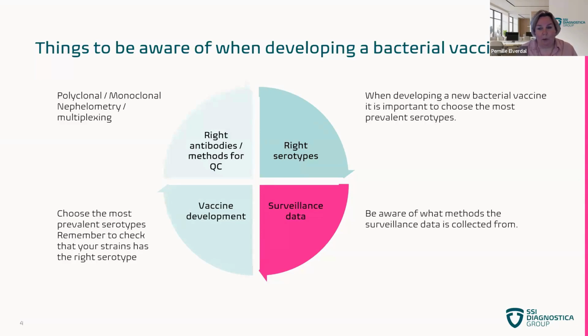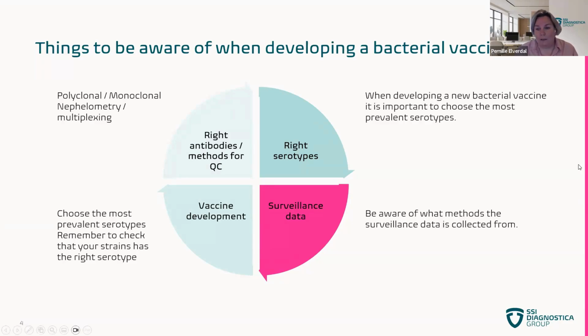And then finally, when you come into your quality control, it's also important, for the vaccine you're developing, to find the right antibodies for your quality control, and also decide which method is the right method for you to use. Is it nephelometry, or is it another multiplexing method? That's an important point to look into already in the beginning, and find the best fit for you. Find the right antibodies for the method you're using.